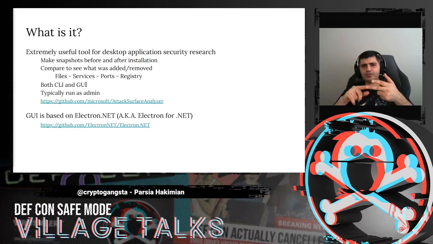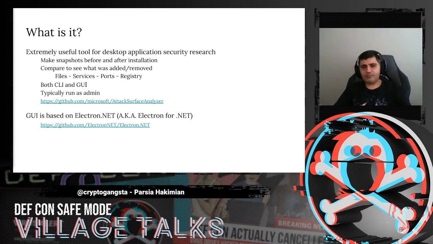It comes in two flavors. There's a command line interface and there's a GUI. I usually want to run it as admin. In fact, if you don't run it as admin, it basically tells you you're not running as admin. You should be running as admin. Because if you're not running as admin, you can't see everything that happens in the computer. You can't see what the application does. You can't get the big picture. It's open source. The GUI is based on Electron.NET, which is, again, another open source project, which is basically Electron, but for .NET.